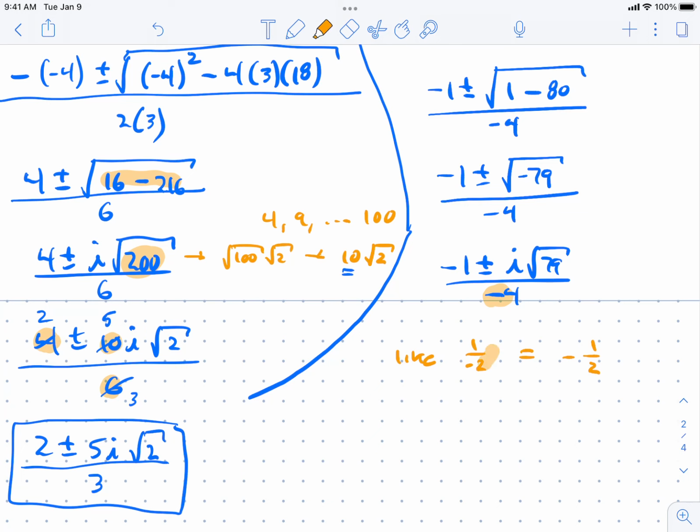Please do not leave a negative in the denominator. It's so gross looking that I deduct for that. So please don't do that. So what are we going to do here?